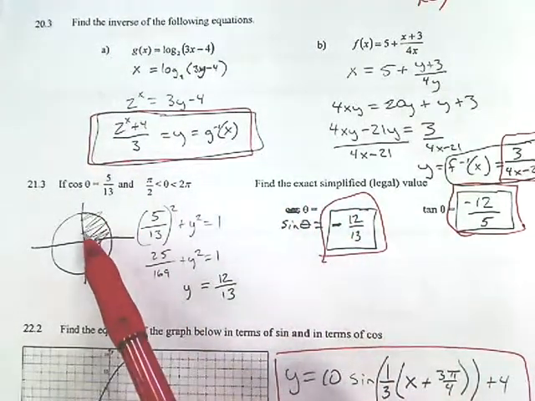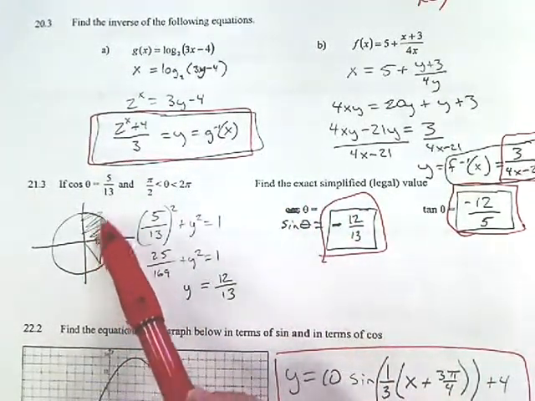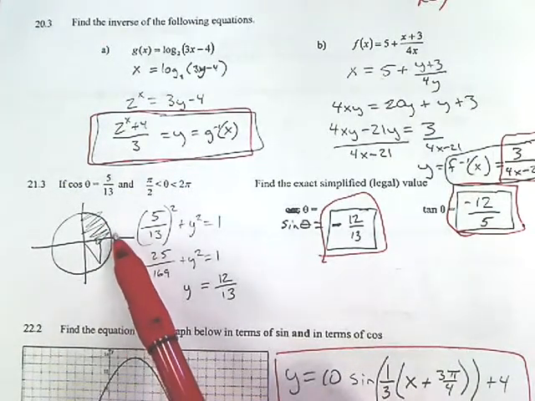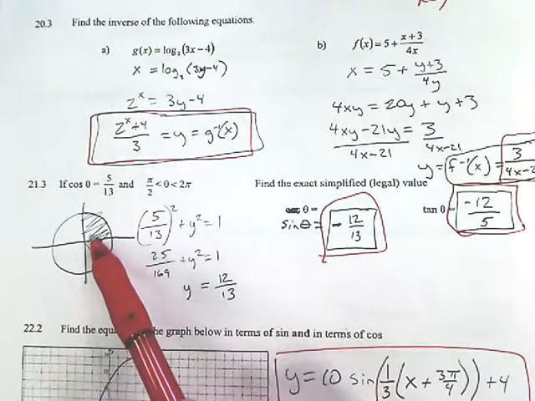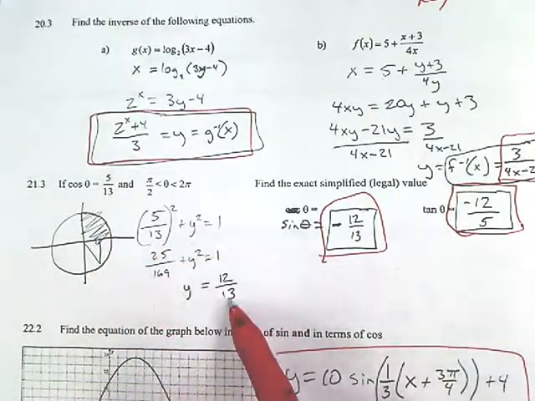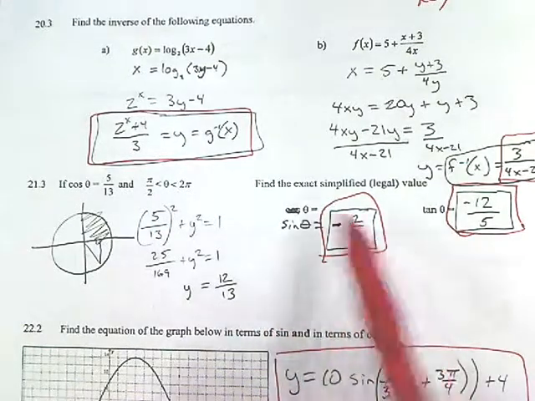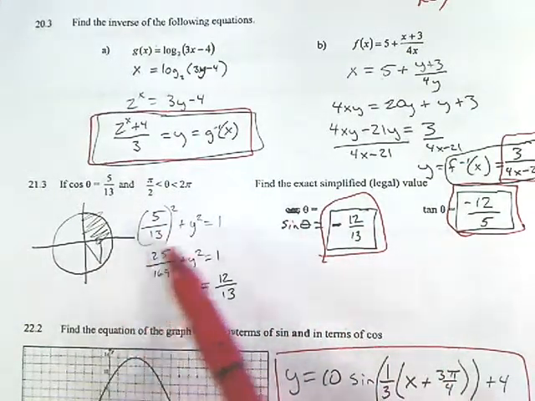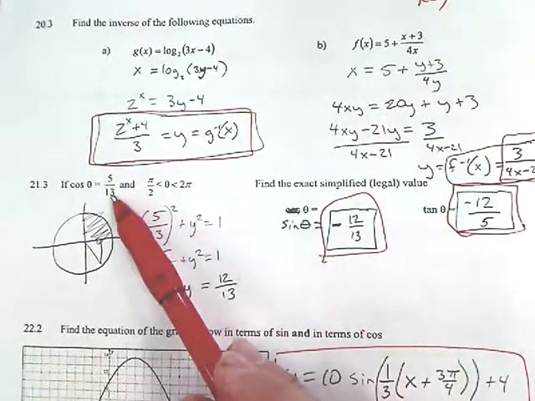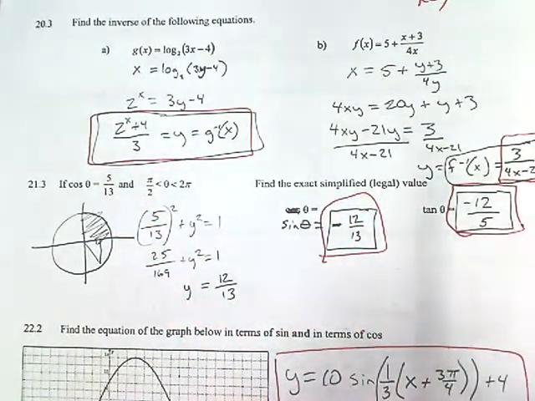Cosine is positive. Well, that quadrant is crossed out, so it has to be down here. So then we have the cosine is 5 over 13. Y is 1. Pythagorean theorem. It's negative because sine is negative right there. Sine over the cosine gives you negative 12 over 5.